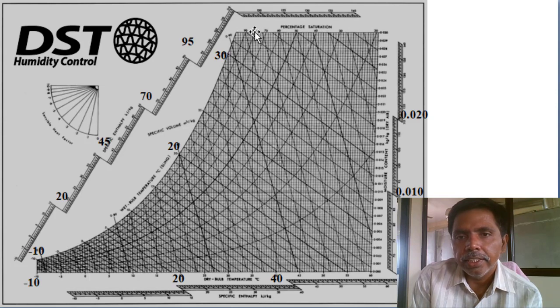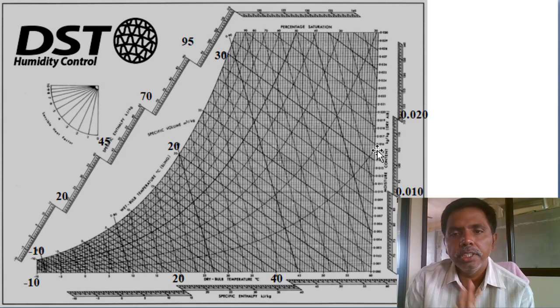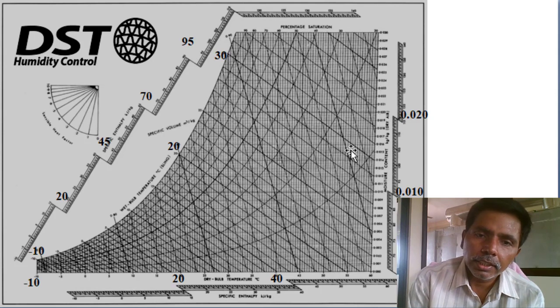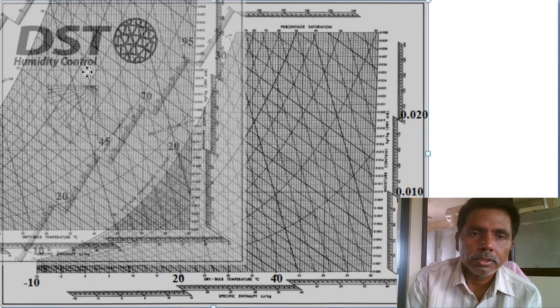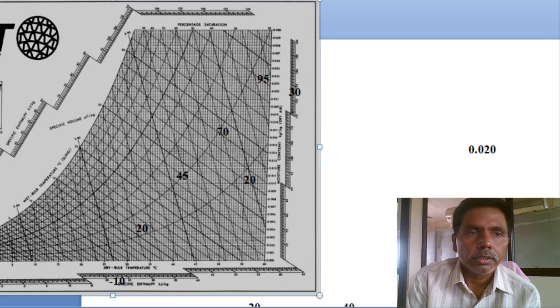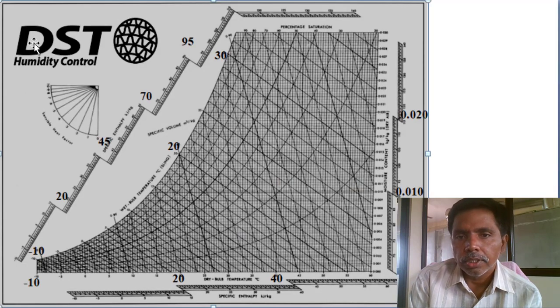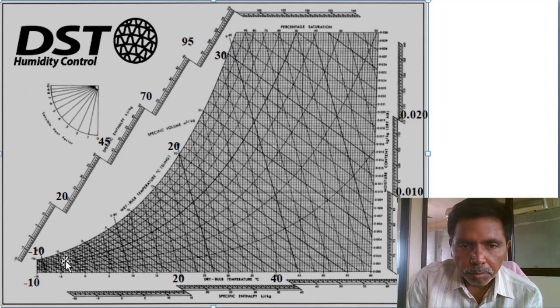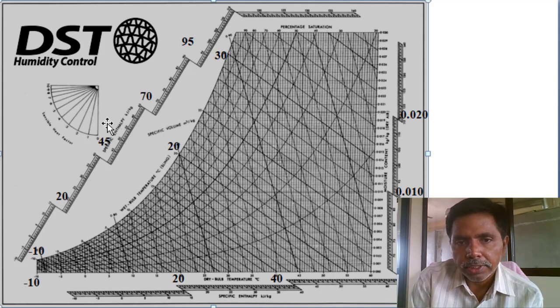Next 90, 80, 70, 60, 50, 40, 30, 20, 10, up to relative humidity 10. These are the relative humidity lines. Next, these are the inclination lines. You can see the high level of inclination. These inclination lines are called wet bulb lines, -10 to 30. The extension of the wet bulb lines intersects the enthalpy scale.